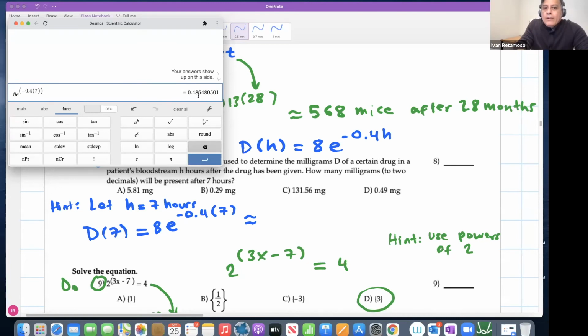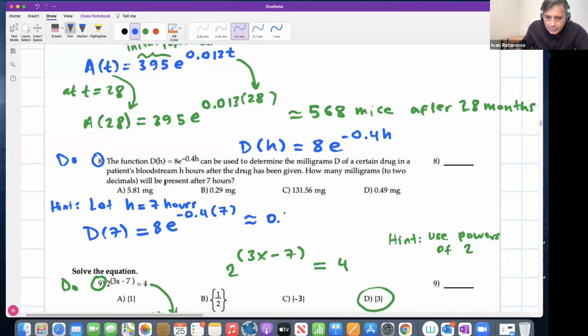I get 0.486, right? Rounded to 2 decimal places as requested here, it will be 0.49, right? So this is approximately equal to 0.49. And in the end, you may attach the units, right? Milligrams. That is what is left of the drug that was given to this patient, right? As you can see, again, the natural exponential function appears as a good application in science, this health science. Very good, guys.